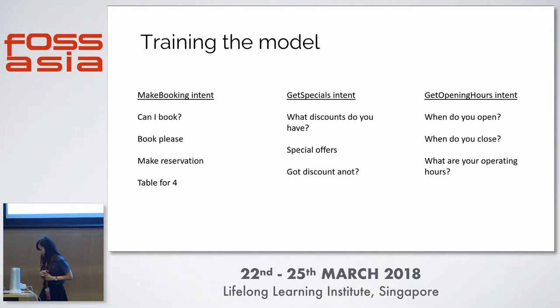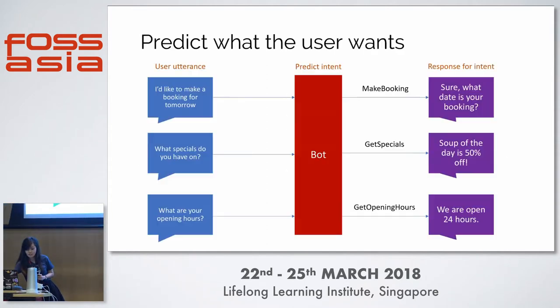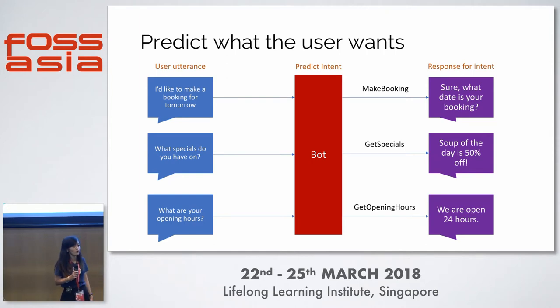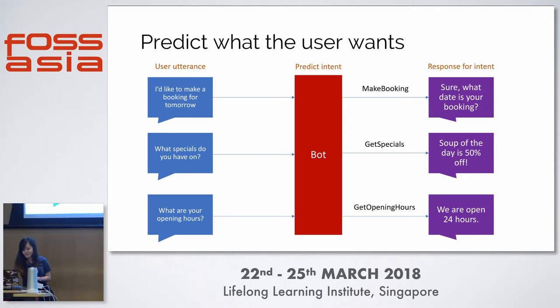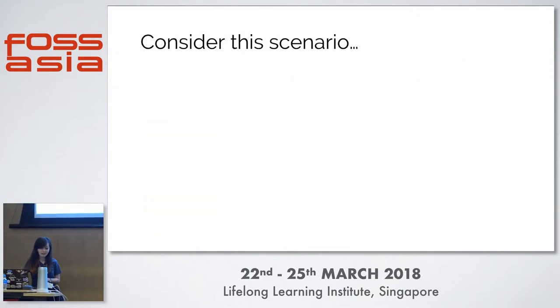So at its core, it's text analytics, text classification. When the user says something, they don't have to say the exact phrase. They can say, "I want to make a reservation, table for four." And the bot should be able to classify that into make booking. So that's all fine and dandy, but consider this scenario.